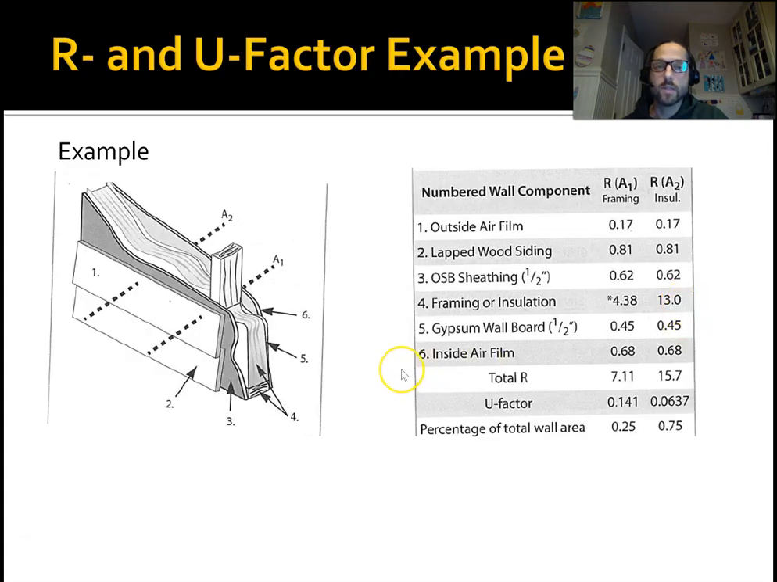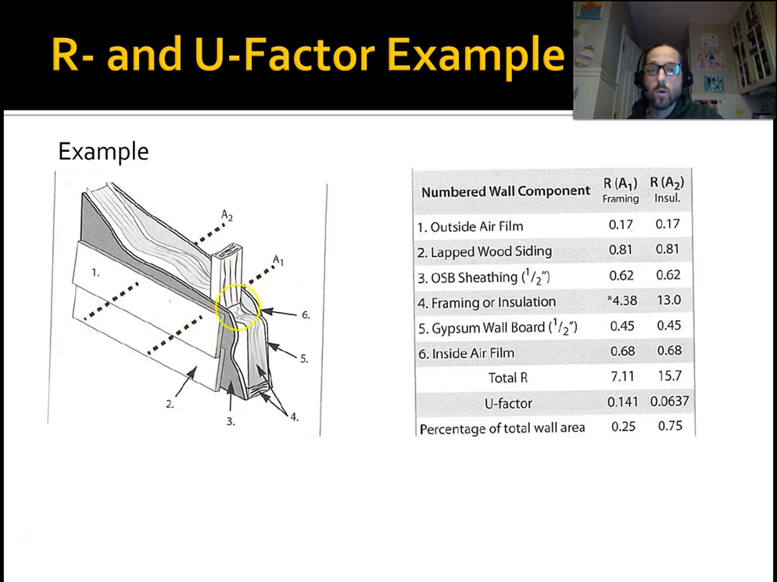Okay, so here's an example of a wall. In the cross section here, you can see there are two cross sections, section A1 and section A2. If you go from outside to inside in cross section A1, you have different layers. Remember, when we calculate R value, we add the R values of the different layers. That's easy enough if there's just a certain number of layers and that's it.